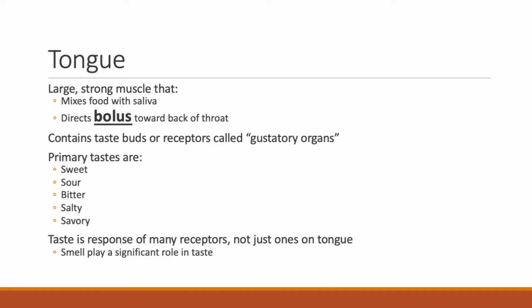You can write that in your journals where we have tongue, or you can add the tongue into the mouth section. You can add tongue and teeth, but for the tongue, it's a gustatory organ. The primary tastes are sweet, sour, bitter, salt, and savory. Taste is the response of many receptors, not just the ones on the tongue. Smell plays a significant role in taste.